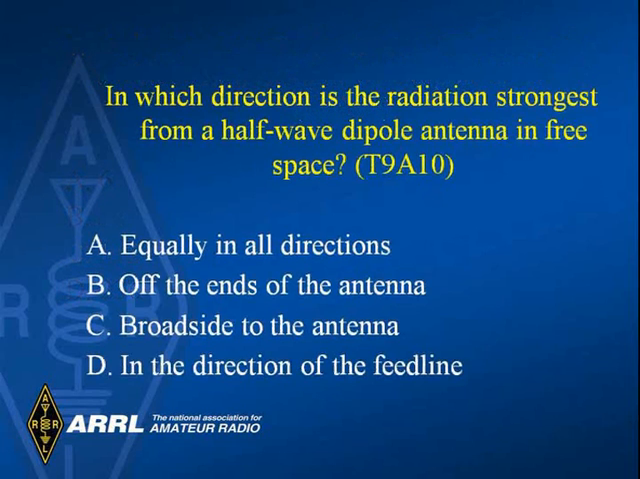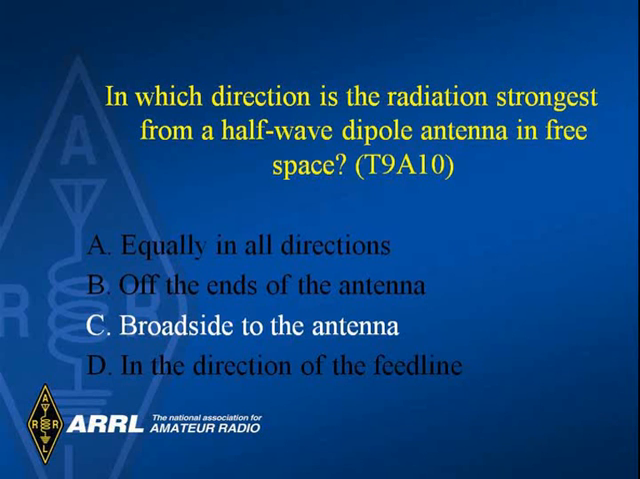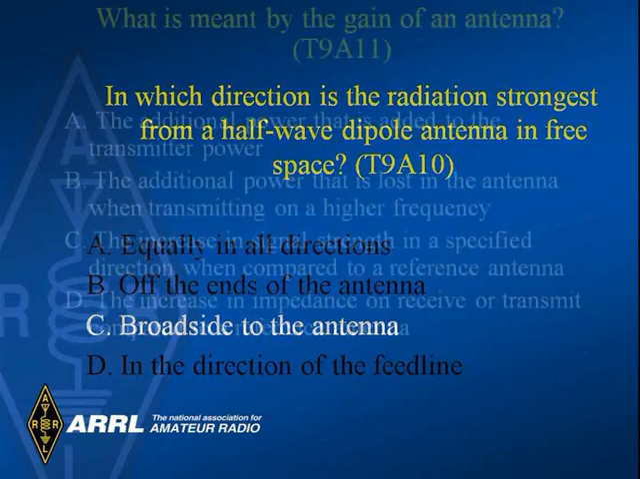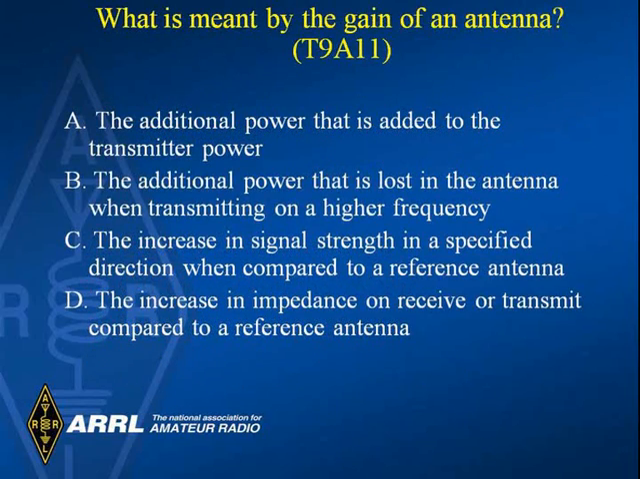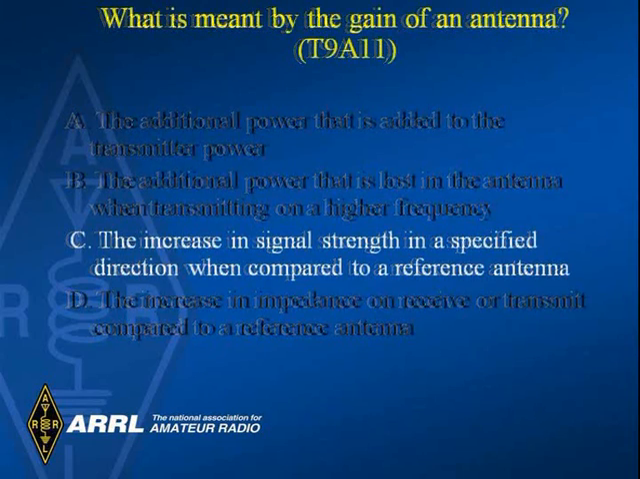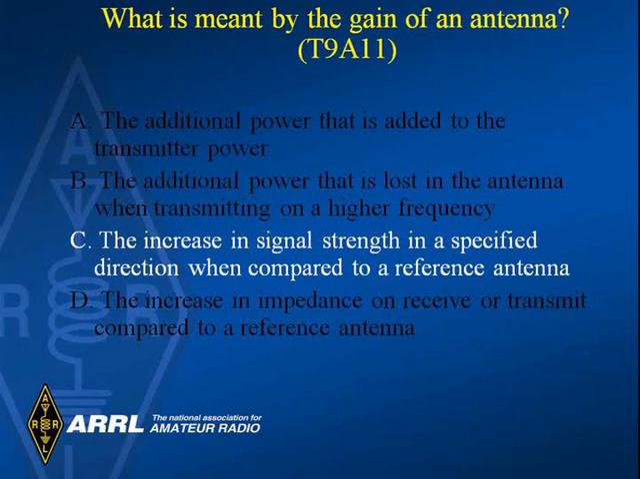In which direction is the radiation strongest from a half-wave dipole antenna in free space? C, broadside to the antenna. What is meant by the gain of an antenna? C, the increase in signal strength in a specified direction when compared to a reference antenna.